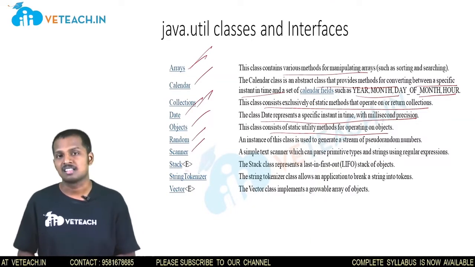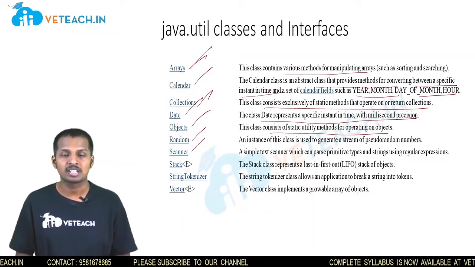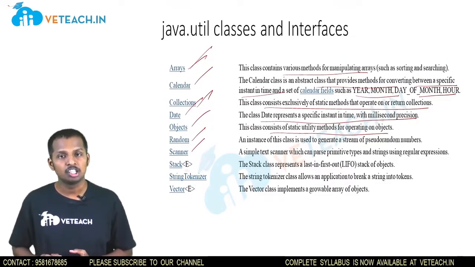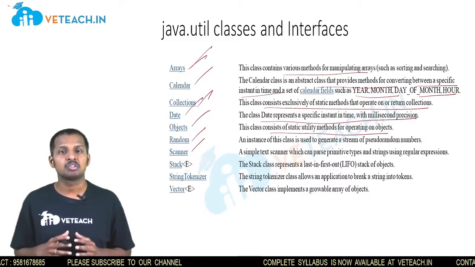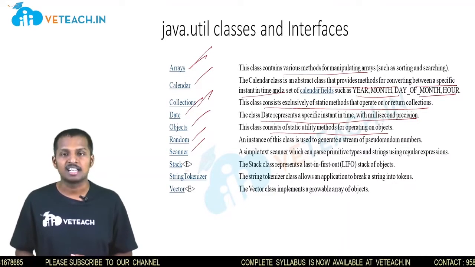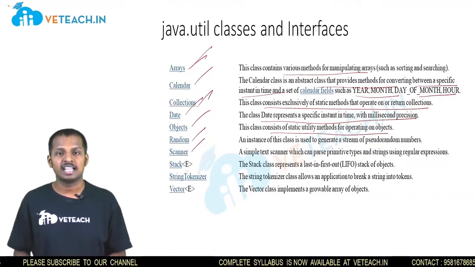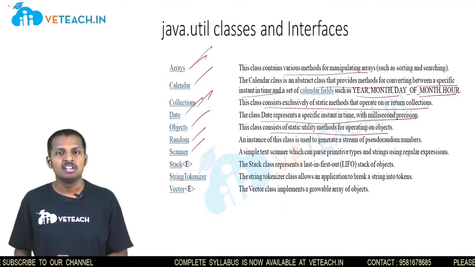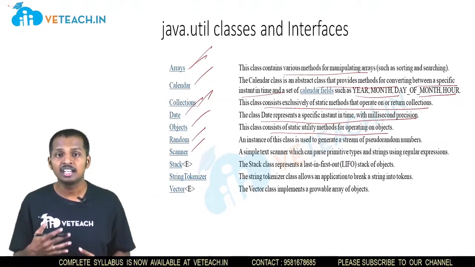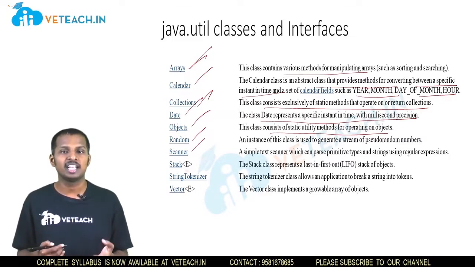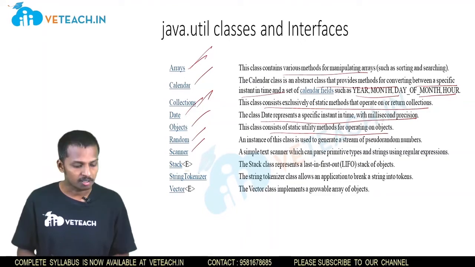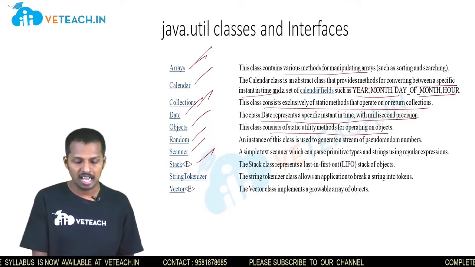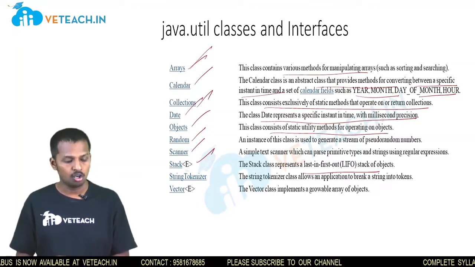Next, Scanner class. The Scanner class is the most important class present in the java.util package, which is used to take input from the user. If I want to take input from the user using the keyboard, we can use the Scanner class. It contains different methods like nextInt, nextFloat, nextDouble, next char, nextLine, next. These methods are used to work with different data types. By using these methods, we can take any type of data from the user. Next, Stack. The Stack performs last in, first out type of operations on objects.